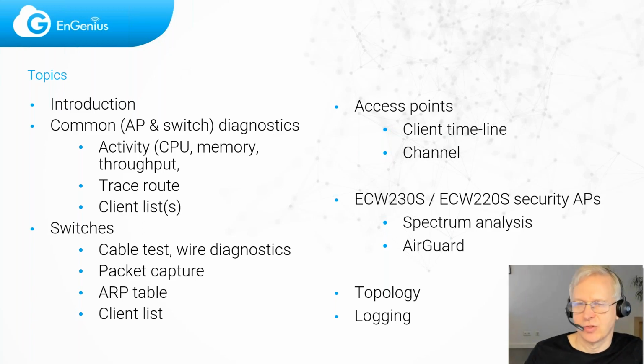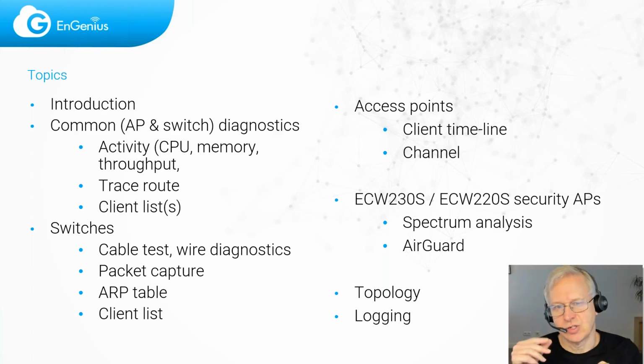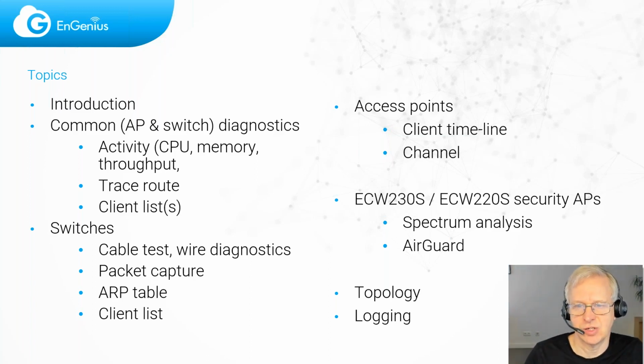I will just start with some common stuff, which we have both on the APs and on the switches. I will then do some stuff on the switches, some stuff on the access points, and some stuff that is specific to our security APs. Things like topology and logging, and maybe I'm forgetting something. I will try to work through this list and hopefully not forget too much of it.